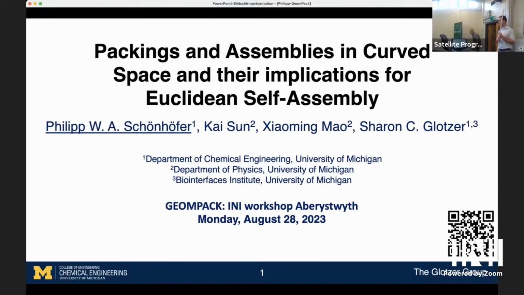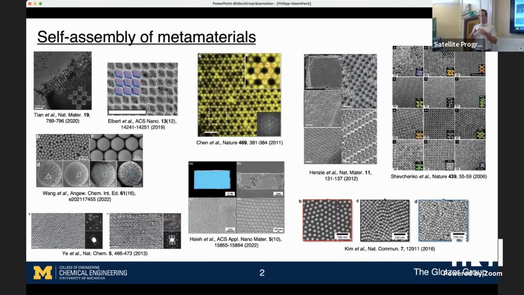And yeah, I'm trying to combine the principles which we heard about in the first talk and in the second talk, and then talk about assemblies in curved space and the implications, what we can learn from them for self-assembly in Euclidean space. And I want to quickly start with the vast majority and vast field of self-assembly and what we can do nowadays with colloidal self-assembled structures.